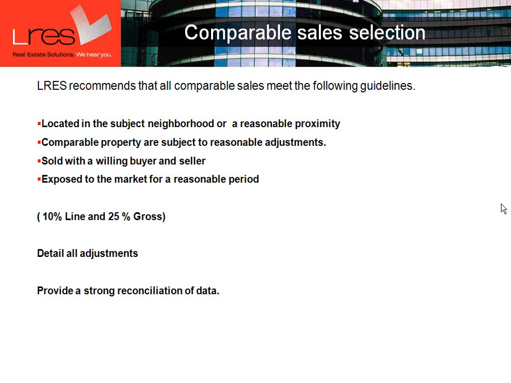Now, unless we are able to determine otherwise, we suggest you don't use sales that have been on the market for a few days, basically 1 to 3, 1 to 7 days. We should be questioning those comps. The 10% line and 25% gross adjustments. Again, these are all guidelines, but if you have to exceed these guidelines, we need an explanation. We need a detailed explanation as to why you had to surpass the guidelines.